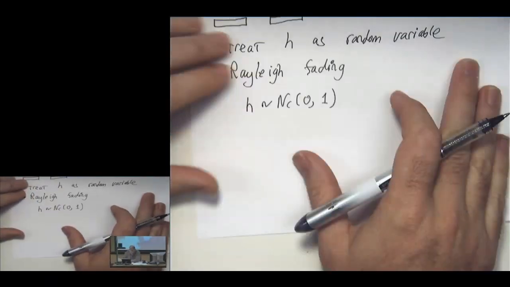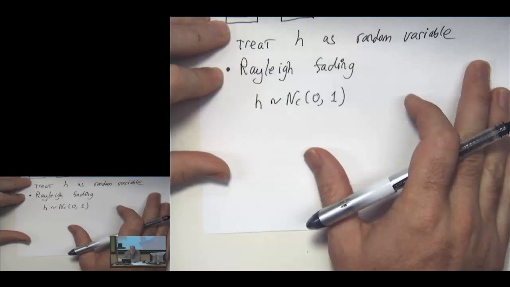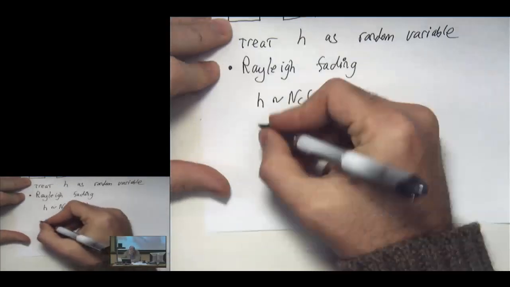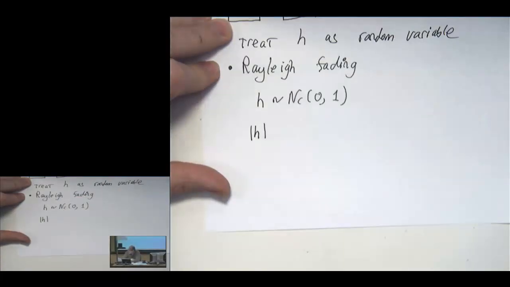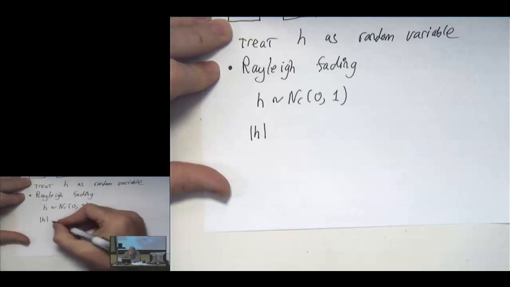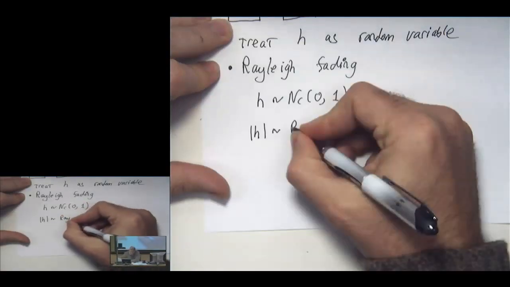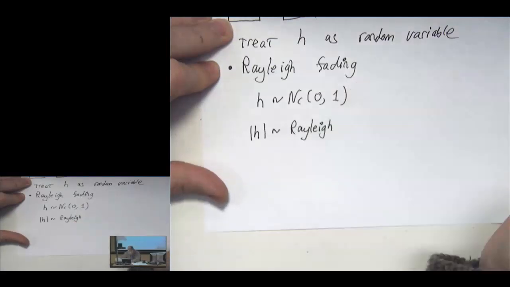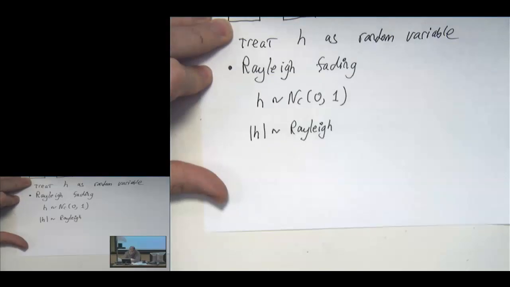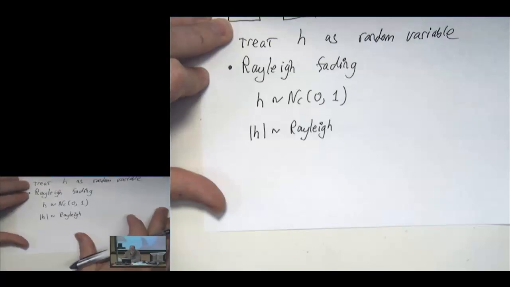Now, Rayleigh fading does actually have a meaning, though. It turns out that if you compute the distribution of the magnitude of this complex variable, that distribution has a name, and it's called Rayleigh. In statistics, if you look up the Rayleigh distribution, you'll see that the magnitude of a complex normal 0, 1 random variable has the Rayleigh distribution. So that's where the name comes from. It's the envelope of the fading. It's not the distribution of the fading itself.